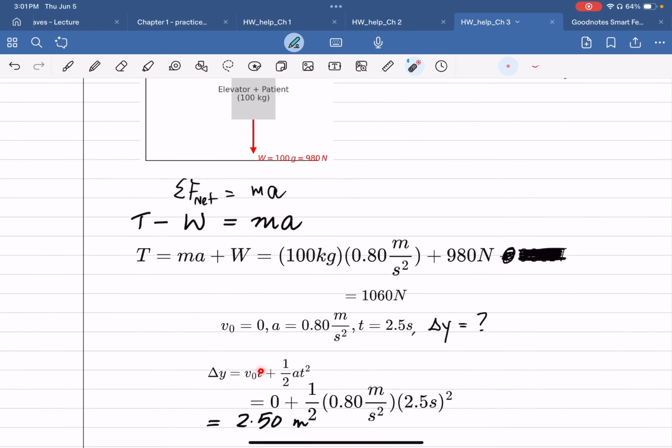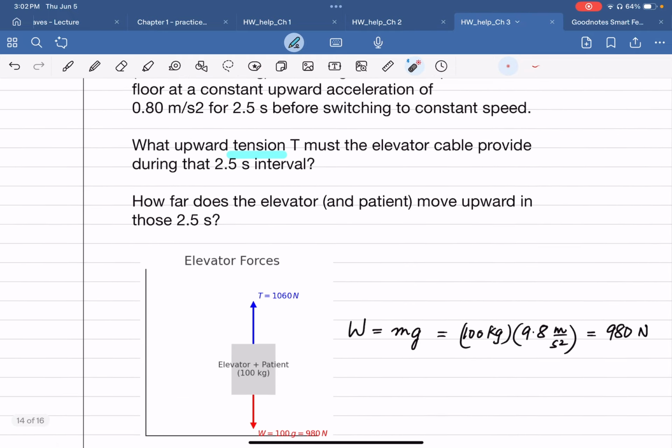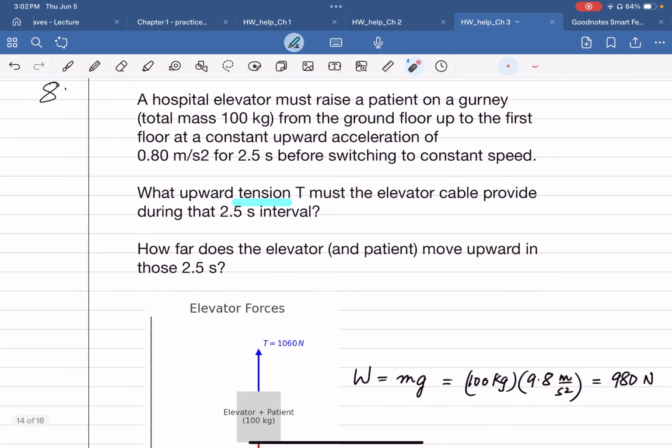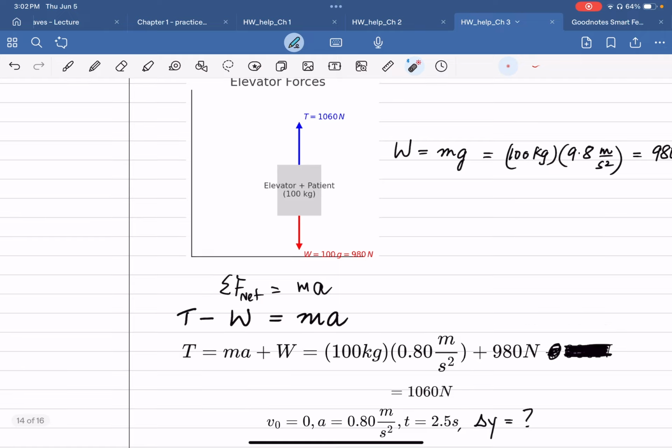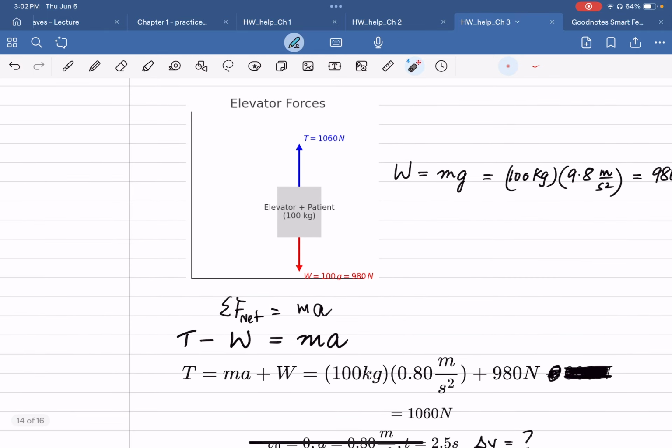And then 0 multiplied by anything is 0. So I did not even bother writing time there. The whole thing is 0 anyways. And then you have 1/2 times a right there, t squared. So once again, do not forget to square this. When you square it, multiply it by 0.80 divided by 2, you're going to get 2.50 meter. So from the ground floor to the first floor, it only moved 2.5 meter. Okay, so those are the two answers.